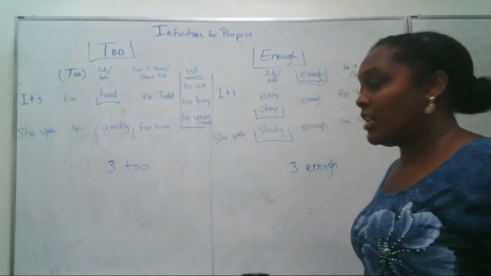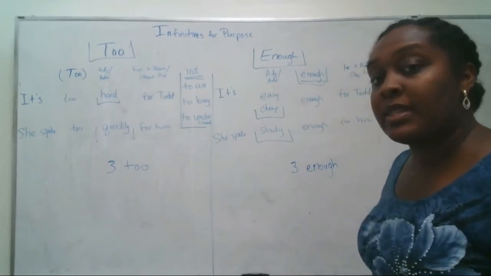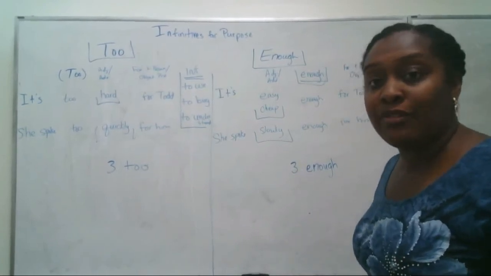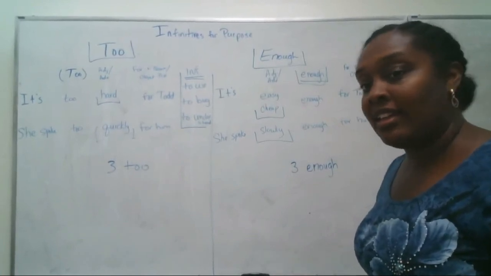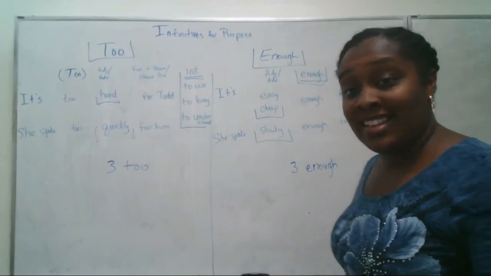Okay? All right. Three sentences with too, three with enough. But be creative, be funny. Don't let your sentence tell the whole story. Okay? And we're going to use it tomorrow in class.